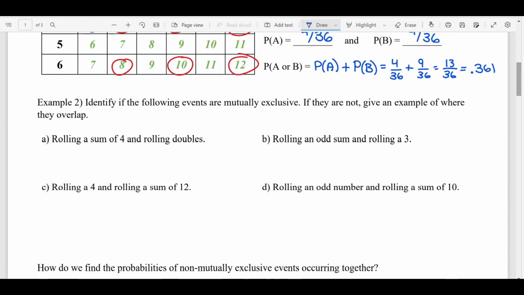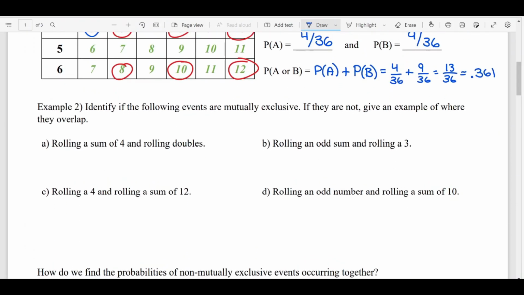Okay. For our second example here, we're just going to identify if the following events are mutually exclusive. And if they're not, give an example of where they overlap. So we're still doing our rolling two dice. So for example, A, rolling a sum of 4 and rolling doubles. Okay. Are they mutually exclusive? Well, can you roll a sum of 4 and roll doubles? Okay. Well, you can. Therefore, they are not, I'll just do not ME for short. You can roll a 2 and a 2. If you roll two 2s, you get a sum of 4, and you also just roll doubles. So because those things can happen at the same time, they are not mutually exclusive.